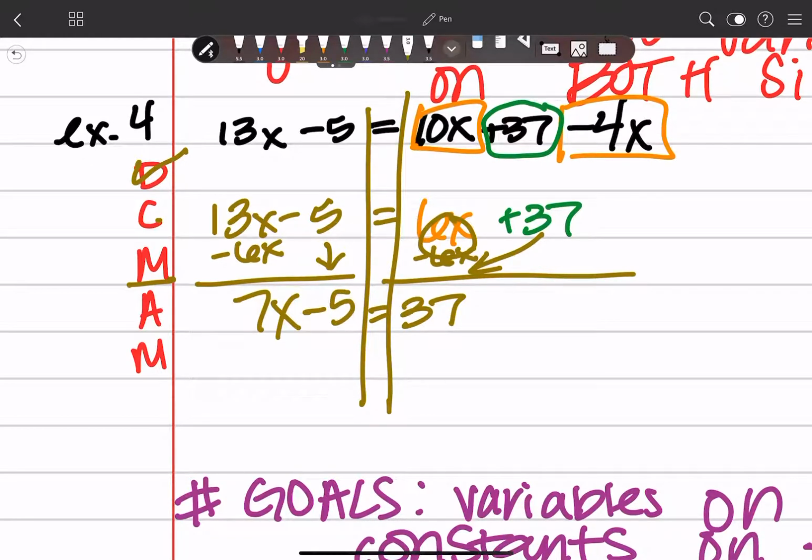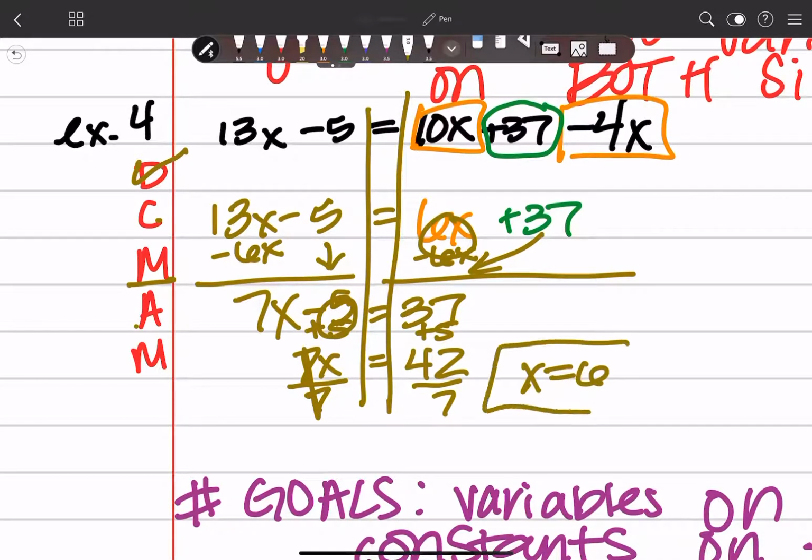And now you're going to add or subtract. So plus 5, because that's your inverse, zeroes out. And now you have 7x is equal to 42. Do the opposite of multiplication and divide both sides by 7. This one's out. X is equal to 6.